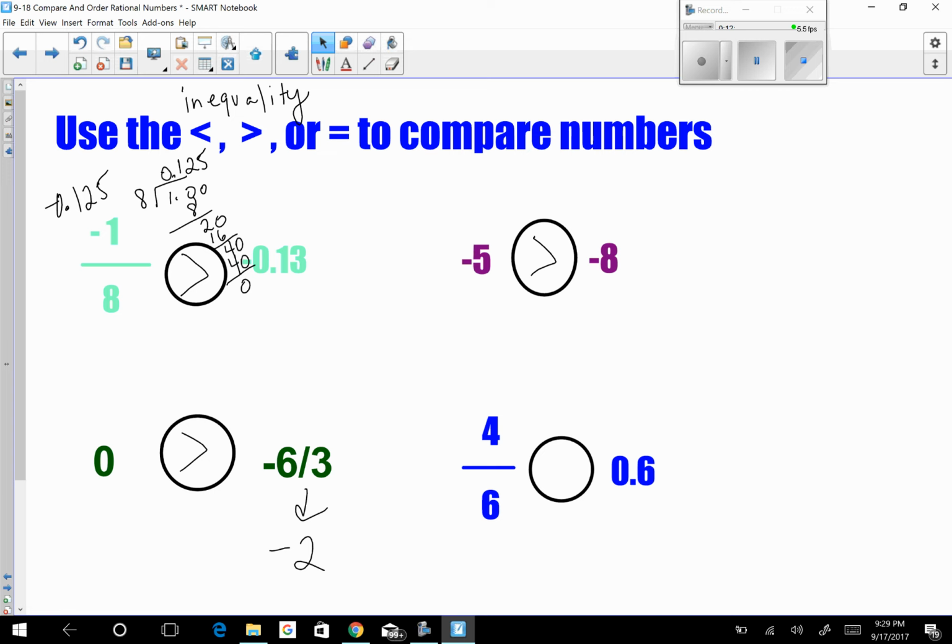4/6. Let's turn that into a decimal. 4 divided by 6. 6 cannot go into 4. Put your decimals. 6 goes into 40 6 times. 6 times 6, that's 36. 40 minus 36 is 4. Put your 0. 6 goes into 40 6 times. Y'all can see this pattern, right? That's 6 repeating. Over here, 0.6, that's 0.60. So 0.66 versus 0.60. Who's larger? 0.66.